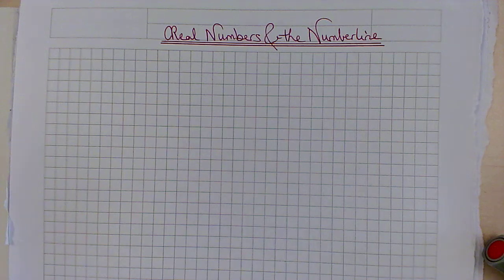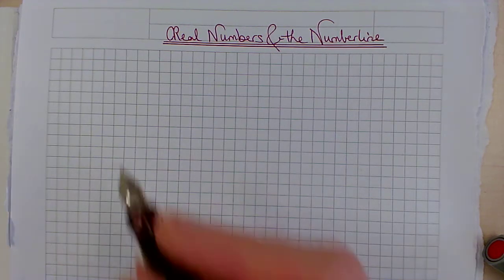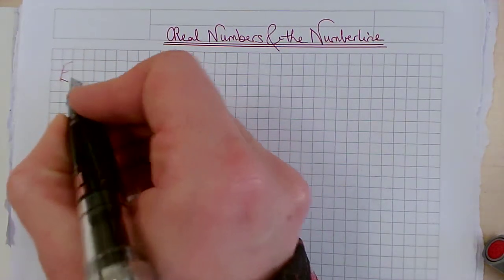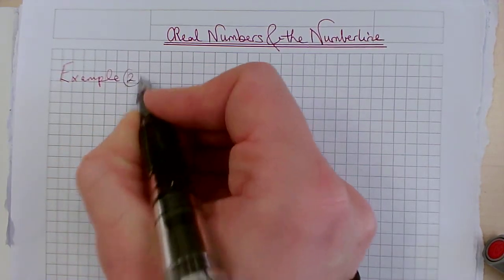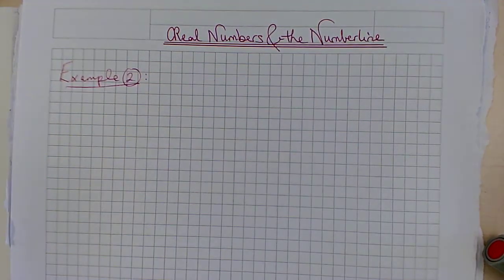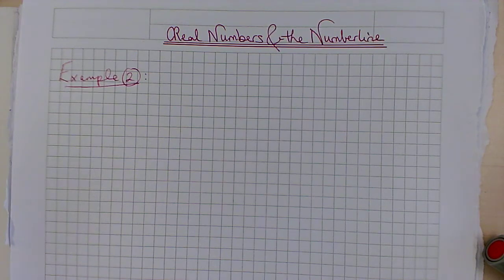Okay, so I want to look at a few extra examples of real numbers and the number line because they're a little bit more complicated than the integers and the natural numbers, the counting numbers. So there are a few things we have to watch out for. So I'm going to do an extra example, plotting a few different inequalities on the number line.